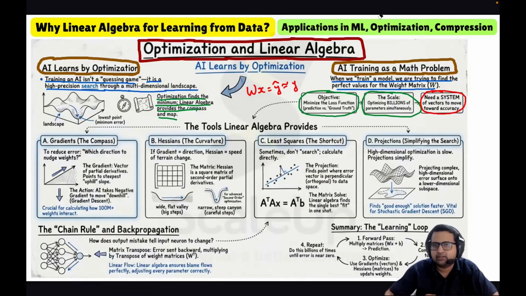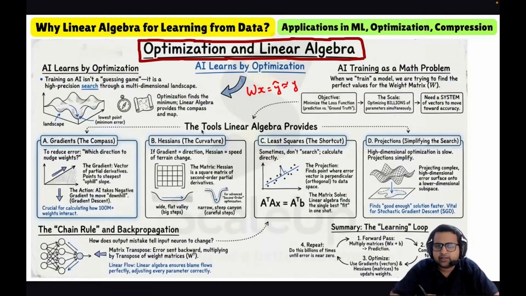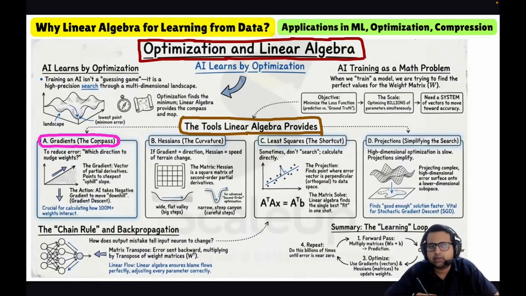That is the idea. Now let us understand the tools that linear algebra provides to help us in optimization. Linear algebra provides us the gradients. The gradients are like a compass. They show the direction: in which direction should we move and how much we should move. So linear algebra provides gradients as tools.